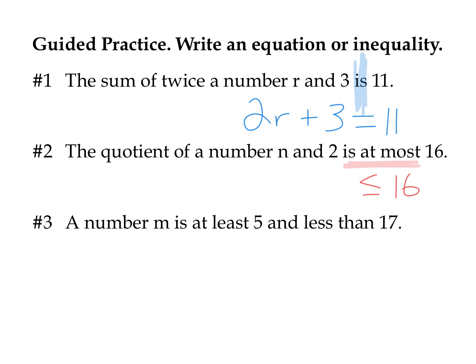So we're going to put the 16 on the right side there, and then we want to write the left side now based on the quotient of a number n and 2. Quotient means we're dividing a number n and 2. So n over 2 is less than or equal to 16.